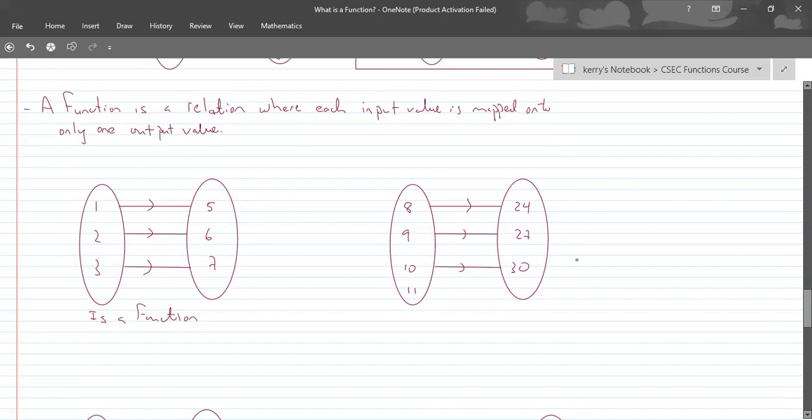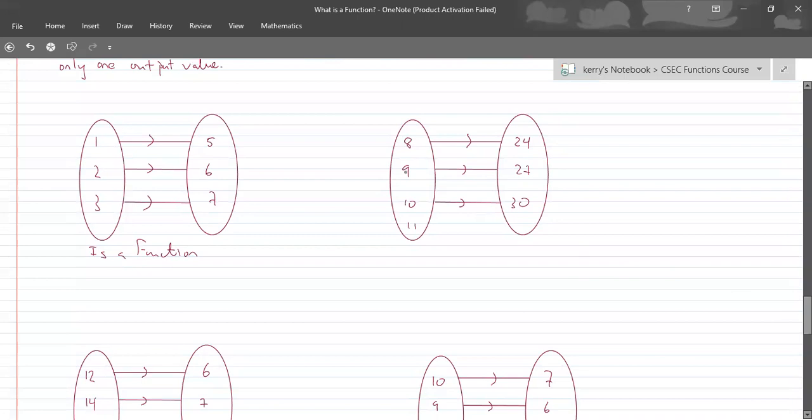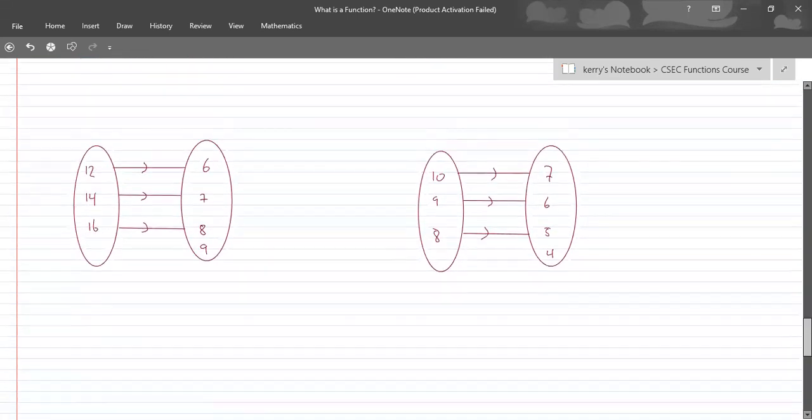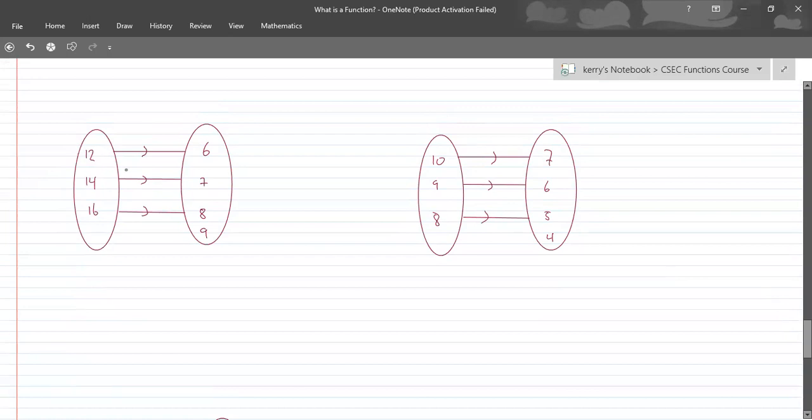This one here now, let's see. Each input value, so this is our input: 8 is mapped onto 24, 9 is mapped onto 27, 10 is mapped onto 30. But this one here, this 11 is an input value and it is not mapped onto anything. So this is not a function, because this input value is not mapped onto an output value. No, this one here, no.